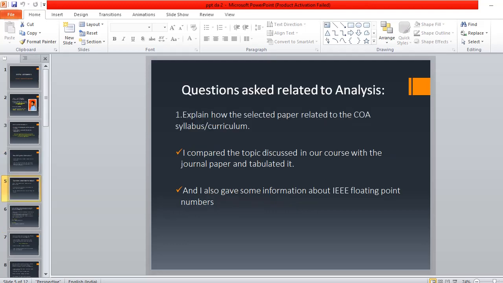Coming to the questions asked related to analysis of floating point, the first one is: explain how the selected paper is related to the COA syllabus. So first of all, I compared all the topics discussed in our course with the journal paper and tabulated it, like what architectures exist in my paper and how they relate to the COA syllabus. I also gave some information about IEEE floating point numbers.